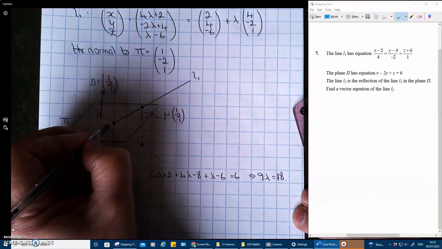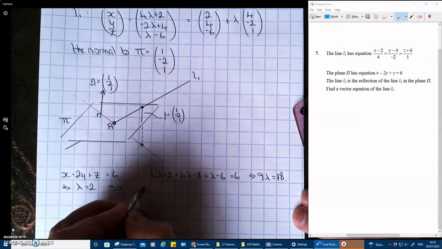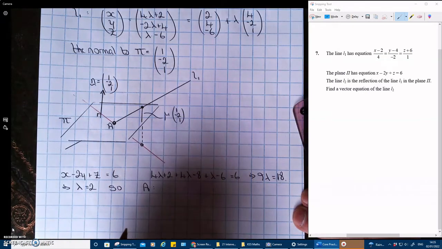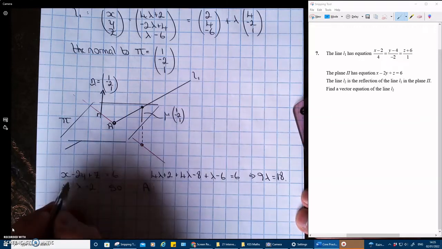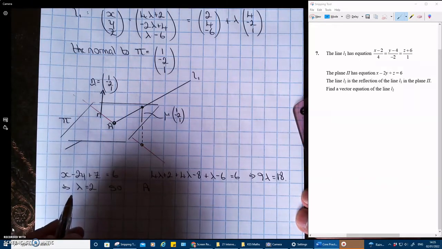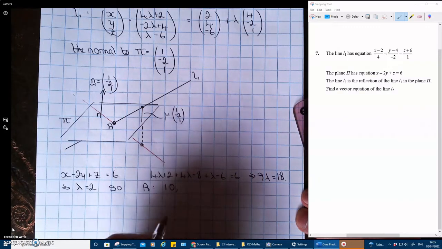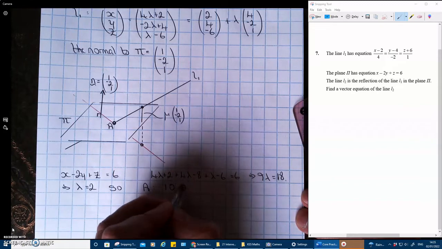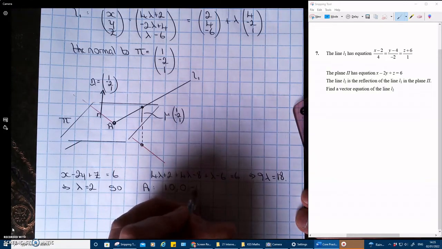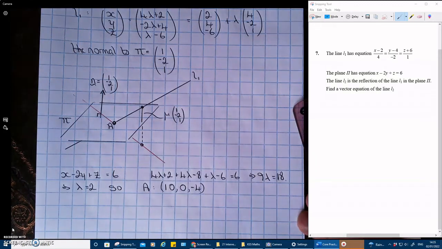So let's call this point A. The position vector of A is going to be, just put it back in again to find the x. So x is 4 lambda plus 2. 4 twos plus 2 is 10. y is minus 2 lambda plus 4, which is 0, and z is minus 4. Okay, so I've got 1 point on the red line, and on the black line as it happens.